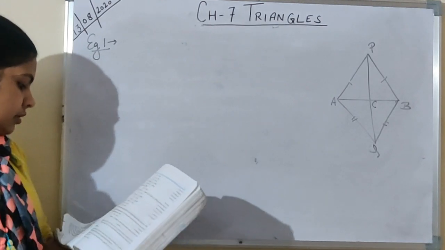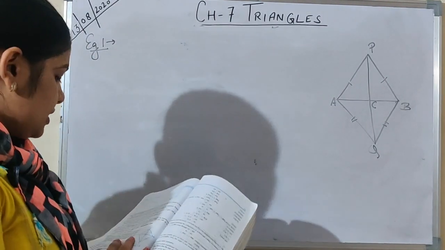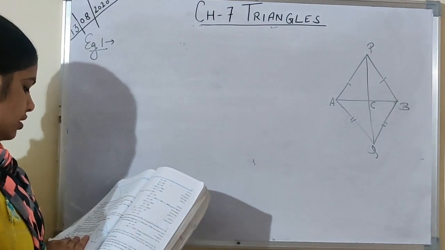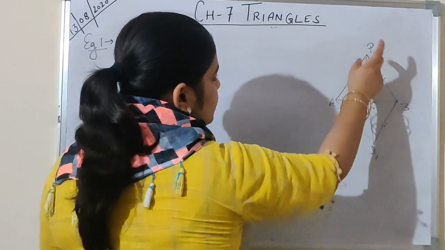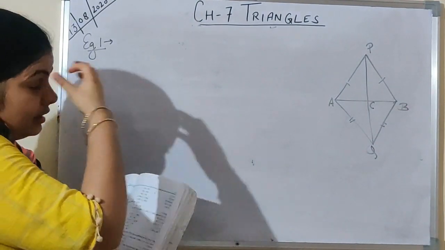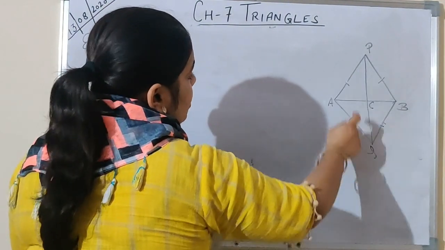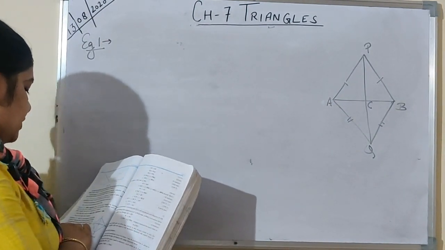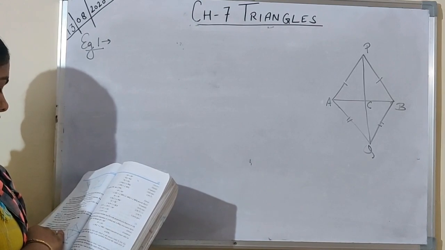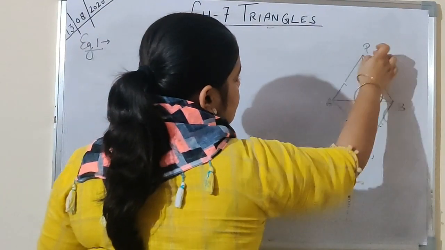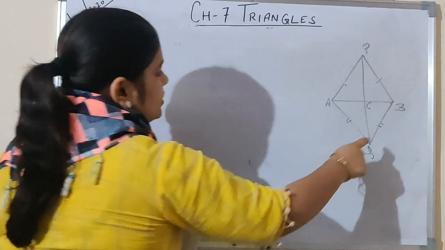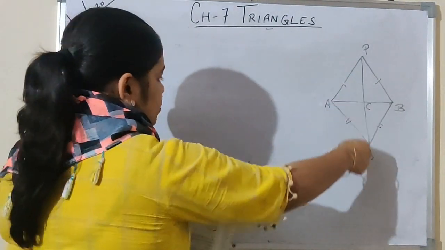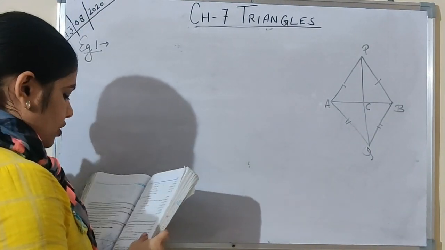Now, let me read the question. The question says that AB is a line segment. P and Q are points on opposite sides of this line segment AB, such that each of them is equidistant from the points A and B. That means PA is given equal to PB, and AQ is given equal to BQ. Now we have to show that the line PQ is a perpendicular bisector of AB.